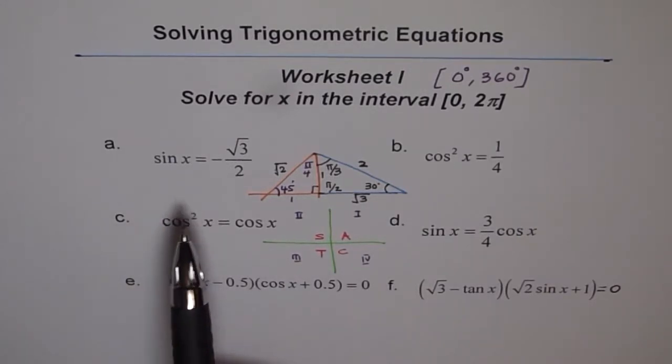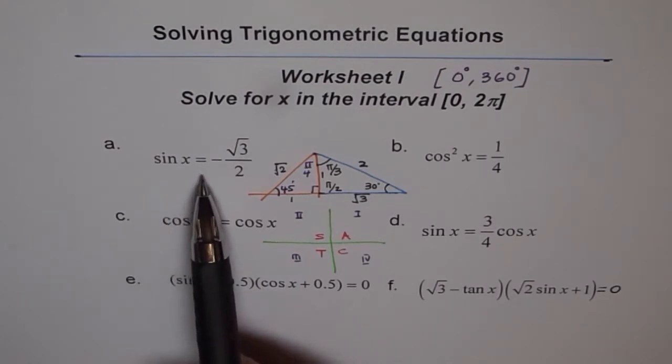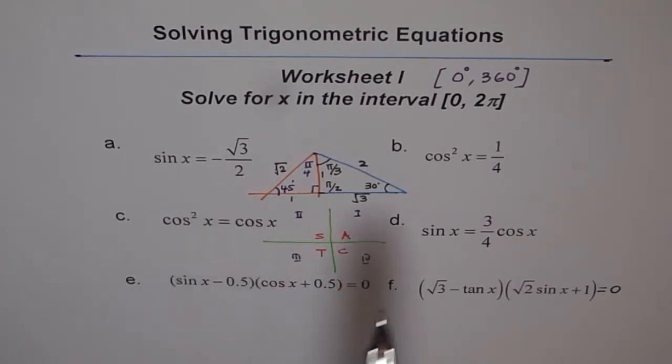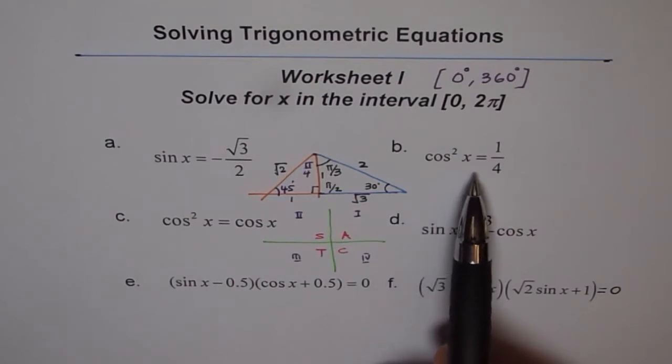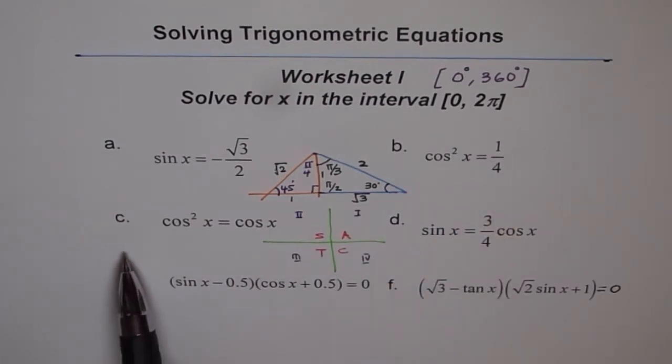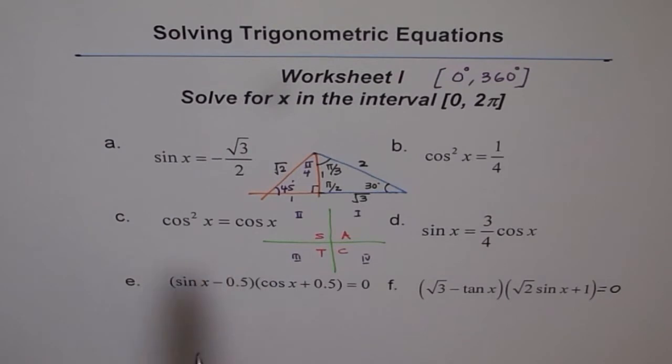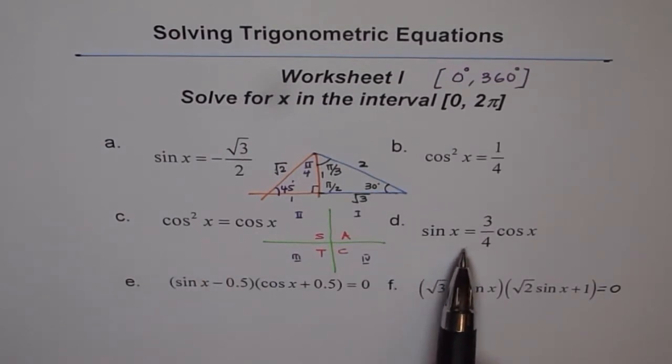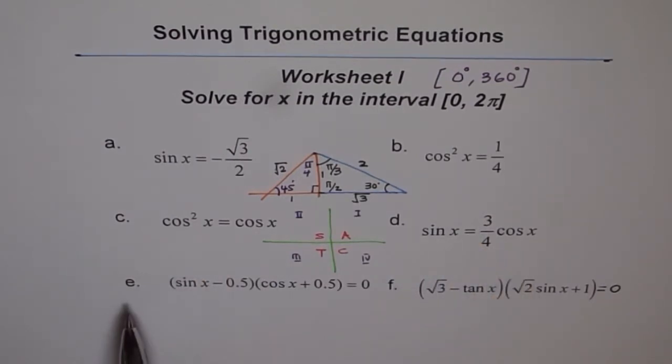So copy these questions. The first one is sin x equals minus square root 3 over 2. B, cos squared x equals 1 over 4. C, cos squared x equals cos x. D, sin x equals 3 over 4 cos x. E, sin x minus 0.5, or half, times cos x plus half equals 0. And then we have (square root 3 minus tan x) times (square root 2 sin x plus 1) equals 0. Okay. All the best.